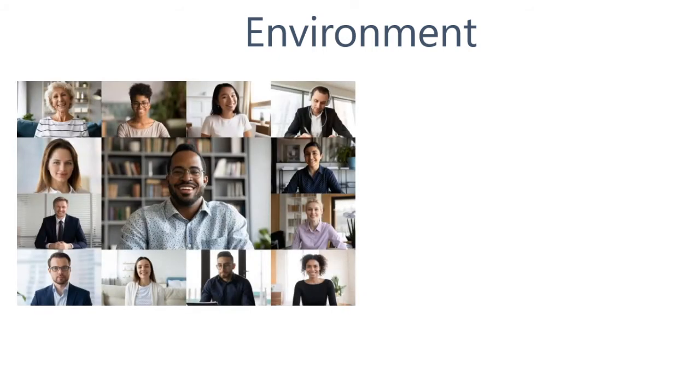This is a screenshot which I took from Google, and see how good the lighting positions are. The people's backgrounds are either a wall, or they are blurring their backgrounds, or maybe they also have a bookshelf, which is a professional background. So background and lighting are two very important things.